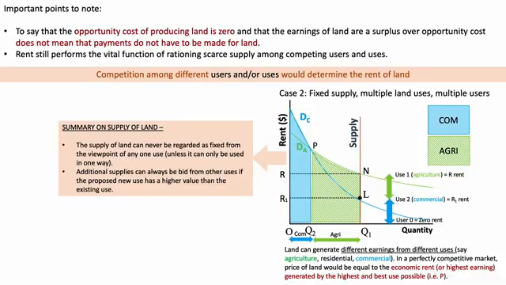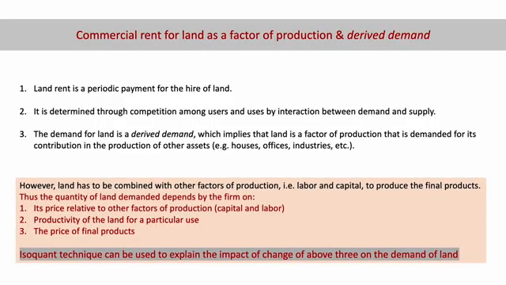Now, up till this point, we were discussing the supply side of land. We were talking about supply being fixed. However, there is flexibility of supply when we talk about distribution of land across different uses. Now we are talking about demand for land.